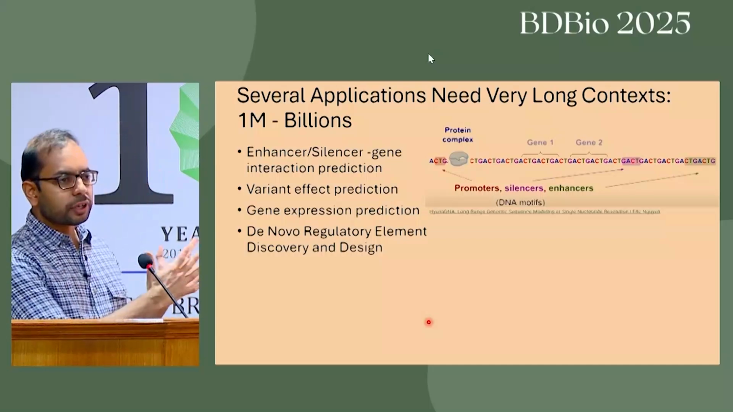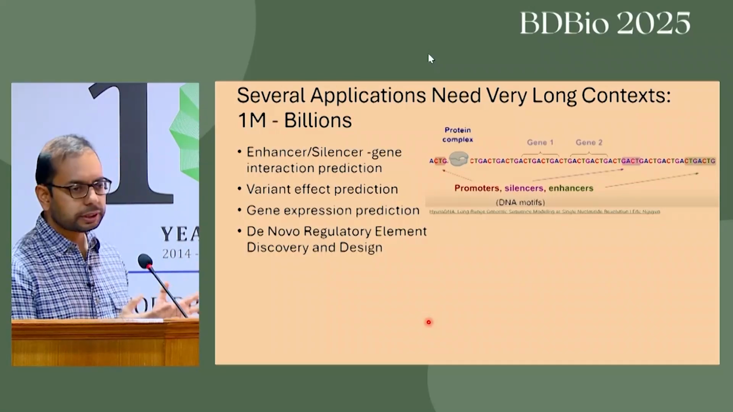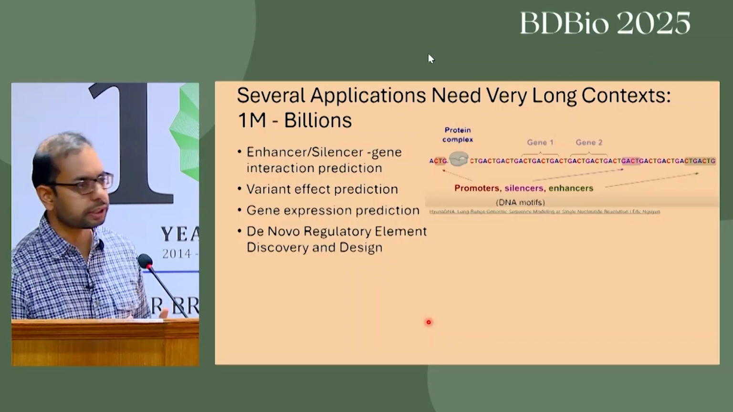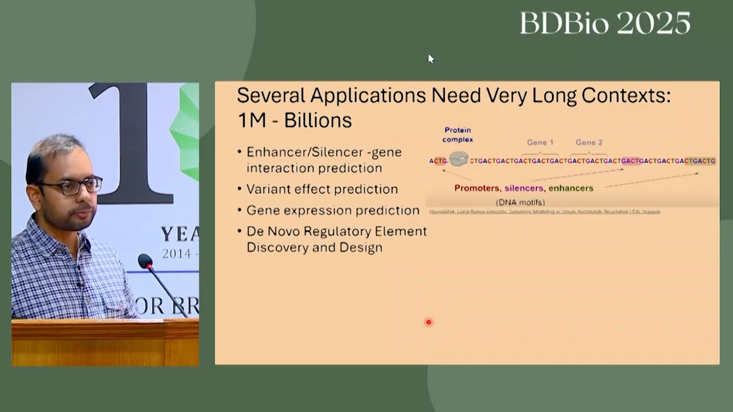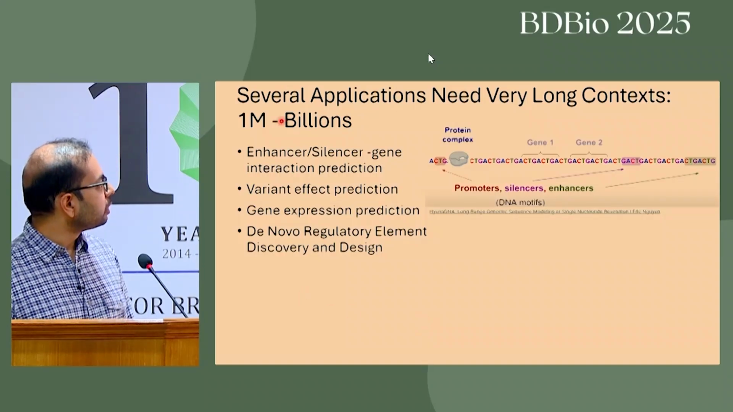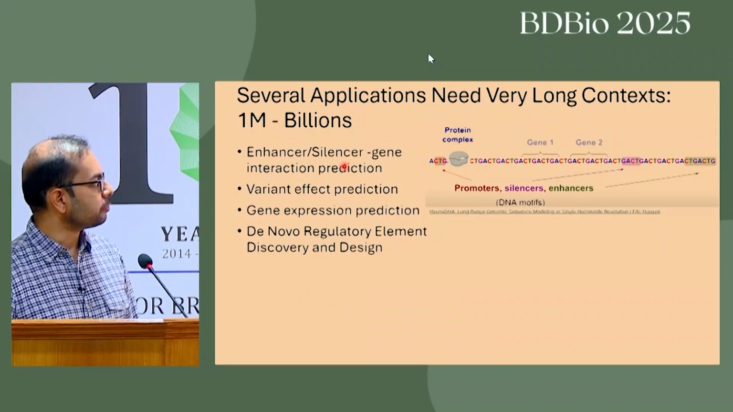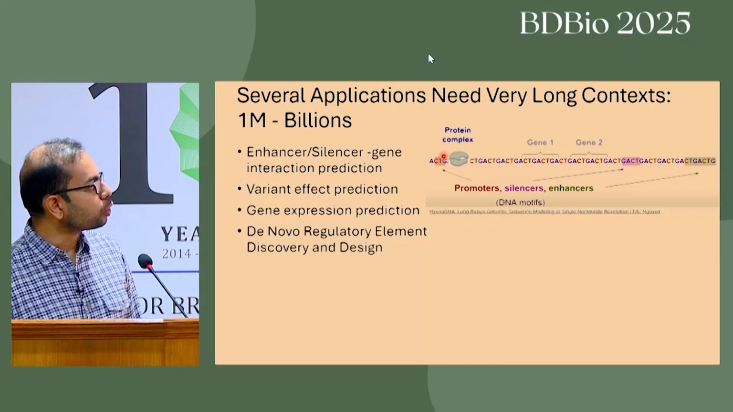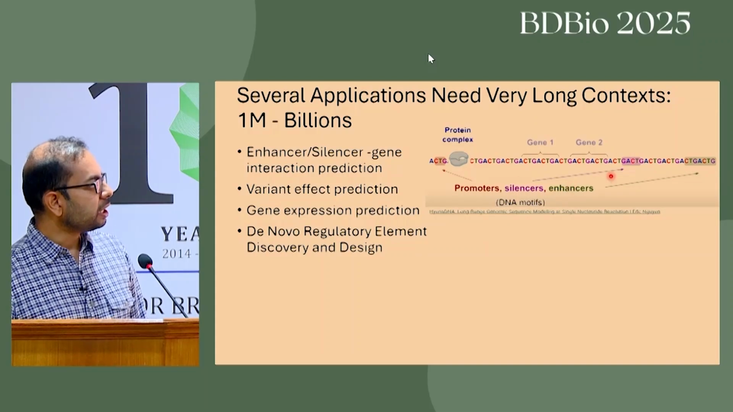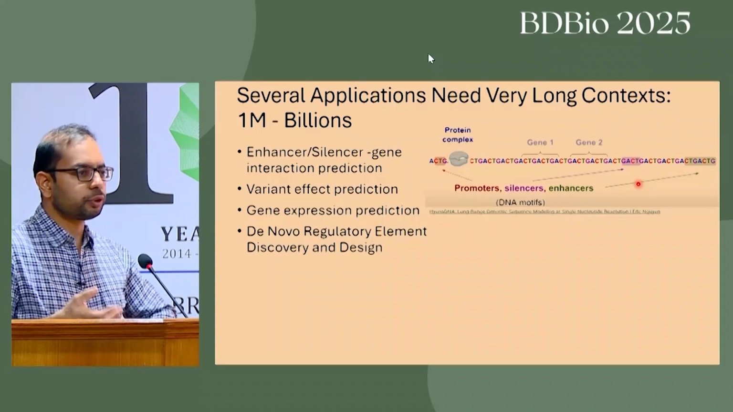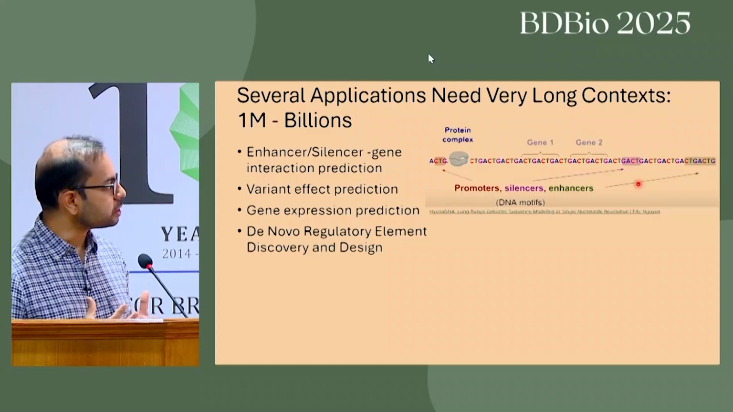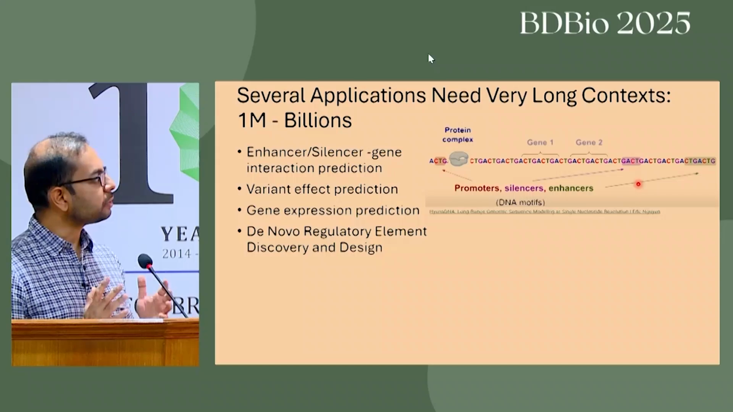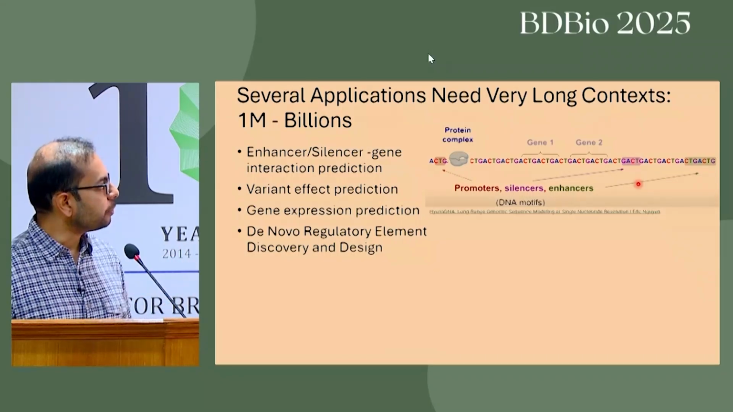Okay, so far we have seen context lengths of a few tens of thousands, but we know that there are several applications which need very long context, of the order of 1 million to even billions. So for example, the enhancer or silencer of a gene. The way gene expression happens is that there are promoters, enhancers, and silencers, and they act in different ways on the gene to regulate its expression. And they can be quite far also. They can sometimes be a million bases away.